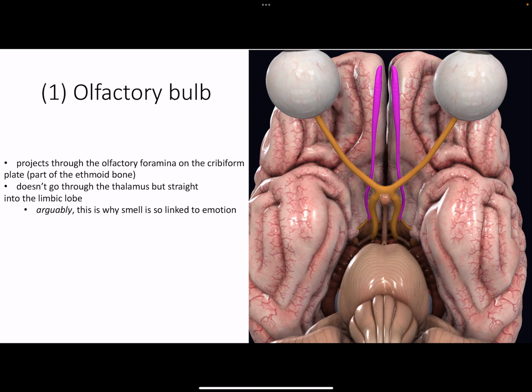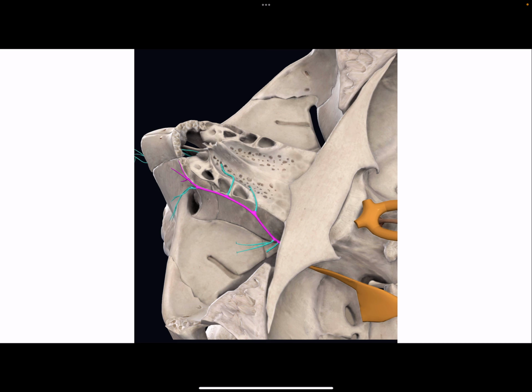All right, starting with the olfactory bulb. It projects from olfactory foramina on the cribriform plate, which is itself part of the ethmoid bone. And it's the one sensory nerve that doesn't go straight to the thalamus, right? It doesn't go through the thalamus. It goes through the limbic lobe. And people argue that this is why it might be important for, you walk into a house, you smell something, and you go, it reminds me of my grandma or something, right? That's why, arguably. Here's a fun picture. And here's a fun picture as well, going through the foramina of this cribriform plate on the ethmoid bone.